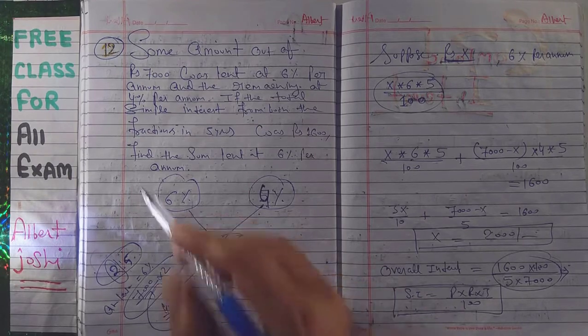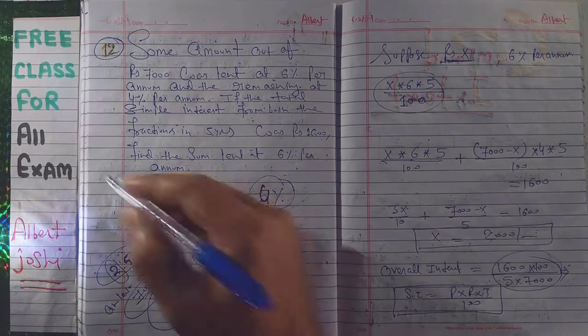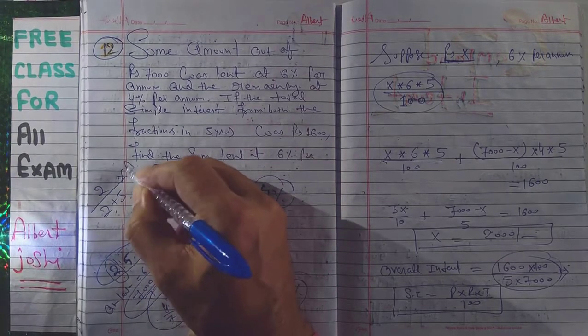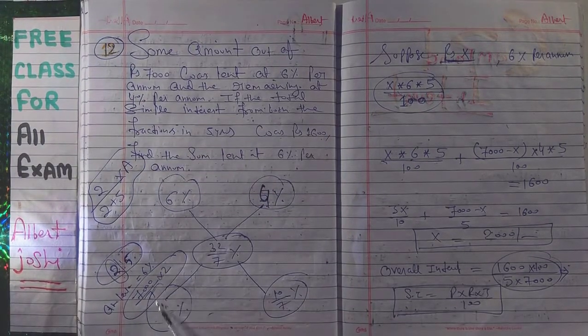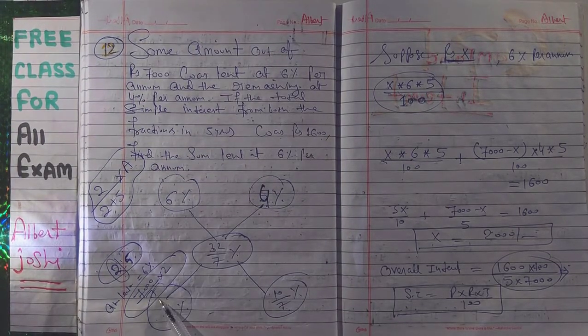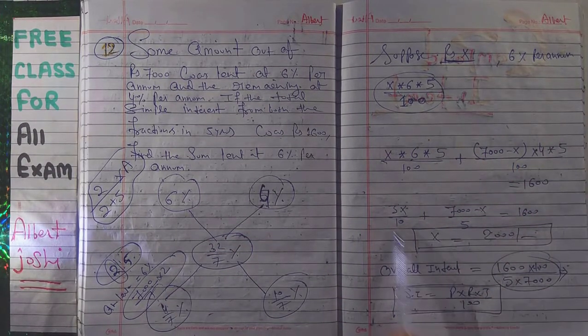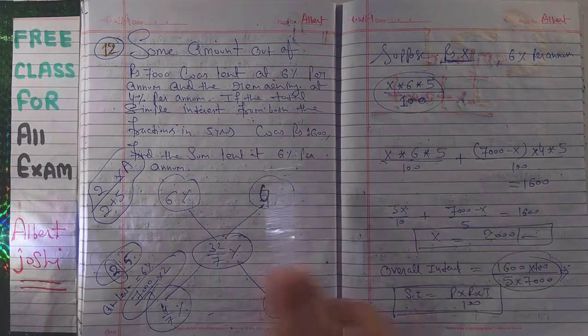So here you have to go to the ratio and proportion chapter: 2 upon 2 plus 5 into the total amount, and your total amount is 7,000. So 7,000 into 2 upon 5 plus 2. If you calculate, then you will get the result. So this is the basic method, and this is a very shortcut method. You can use both methods.